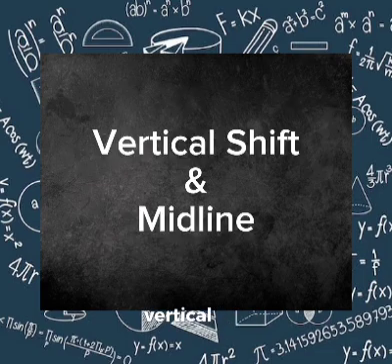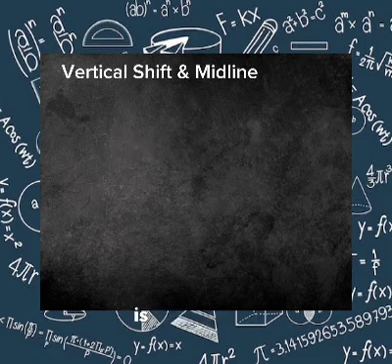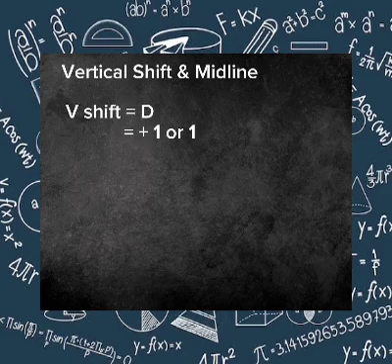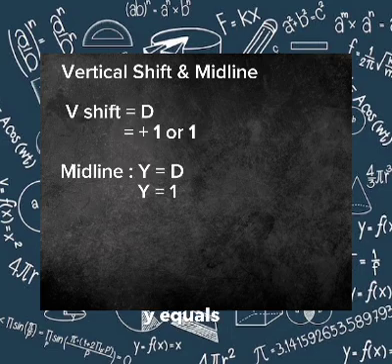Step 4. Vertical shift and midline. Both of them are D in our given. The vertical shift is the constant plus 1, which moves the graph upward. The midline of the graph is the horizontal line y equals 1. This is the reference line for the cosecant function.